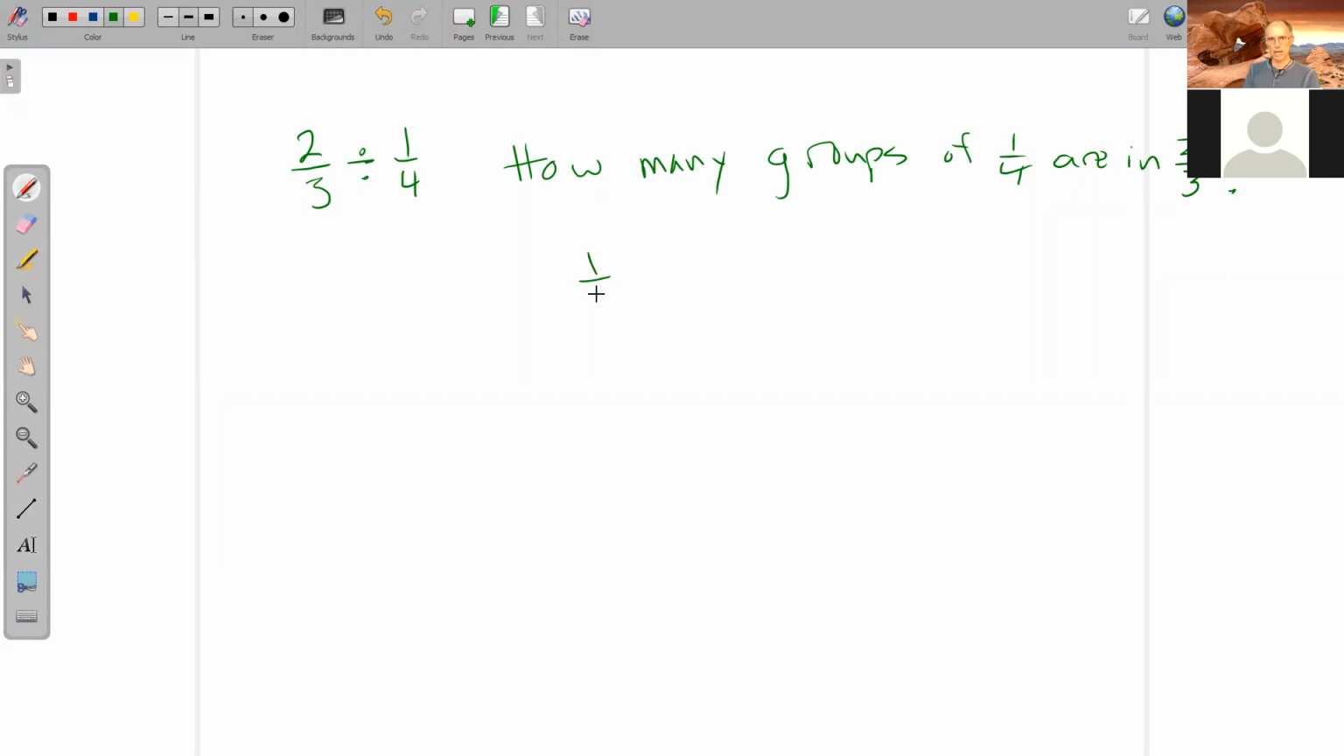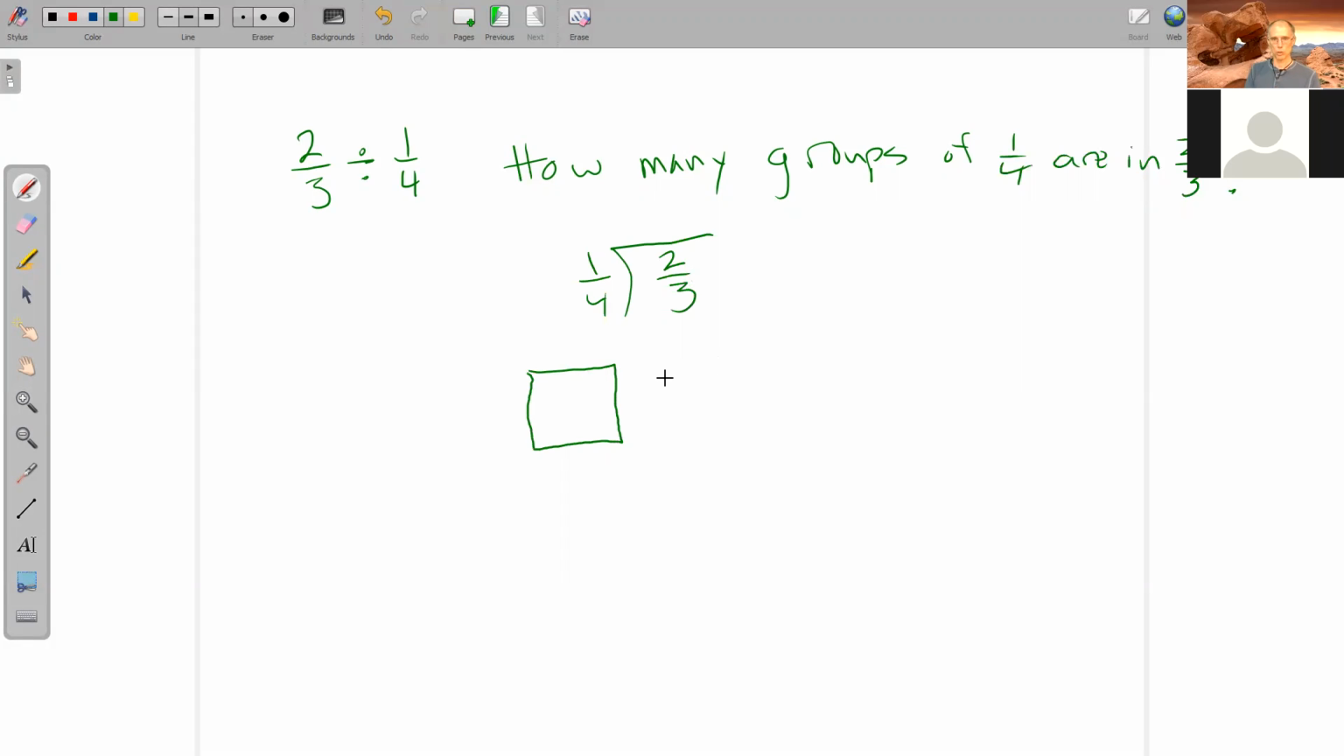And to do that, I'm going to look at it this way. 1/4 goes into 2/3 how many times? So this question translates to this division box that way, which is kind of a nicer way to think about it, I think. So then I have to illustrate, well, what does a fourth look like and what does 2/3 look like? And to do that, I'm just going to draw my little boxes here.